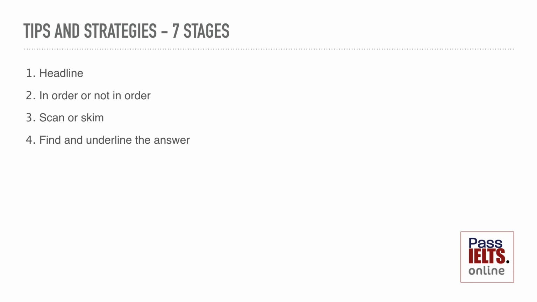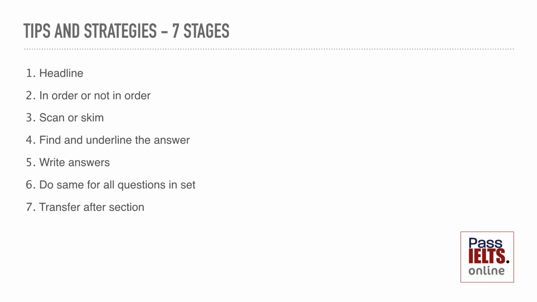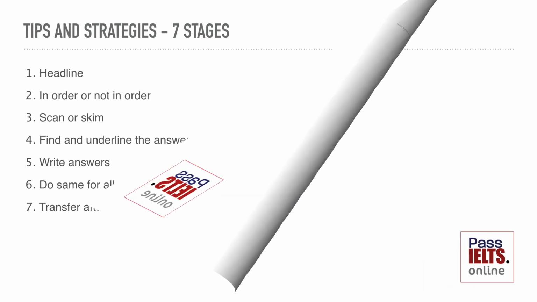Once you've found the answers, you should underline them because it makes it easier for transferring them later and checking. Then you should write your answers, which are from the passage or from the box, next to the question numbers, and then you should repeat this for all the questions in the set. Lastly, you transfer your answers after the section to the reading answer sheet.